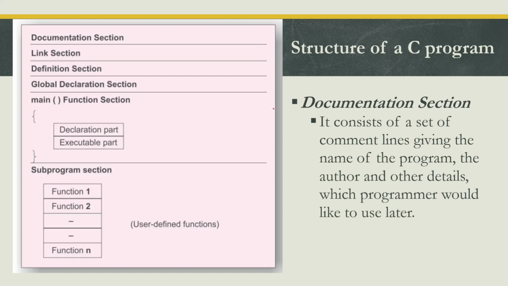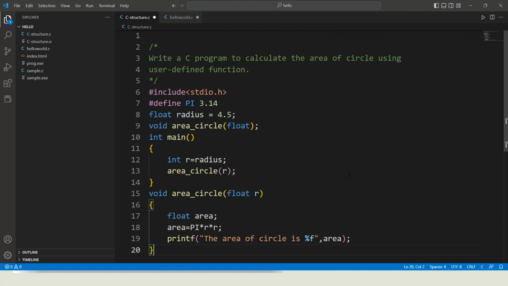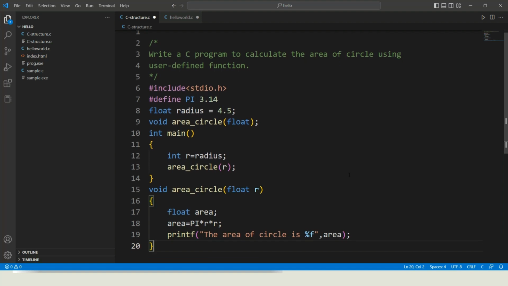So what is the documentation section? It consists of a set of comment lines giving the name of the program, the author, and other details which programmers would like to use later. Let me explain with an example. So this is our C program. Now you have to understand each section. You do not have to worry about writing a program now. As we progress through the course, we will know how to write a program. Now we just need to know which item belongs to which section.